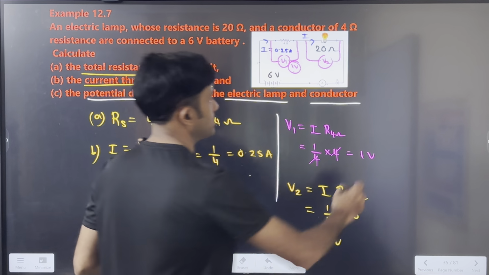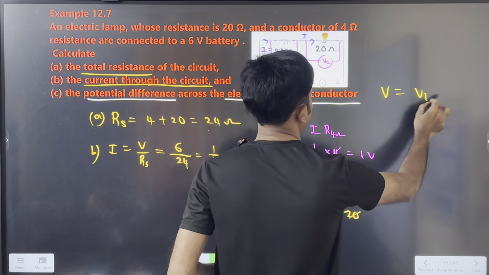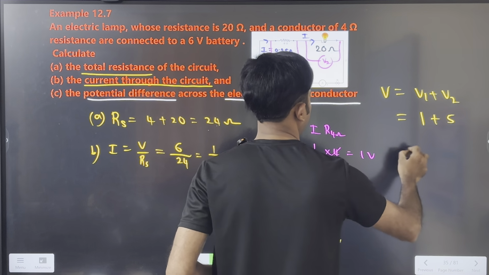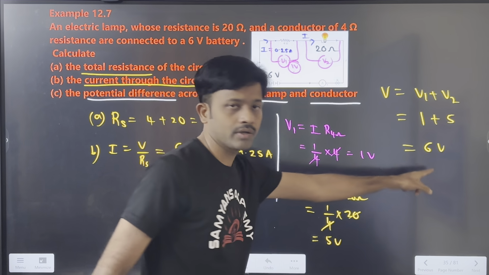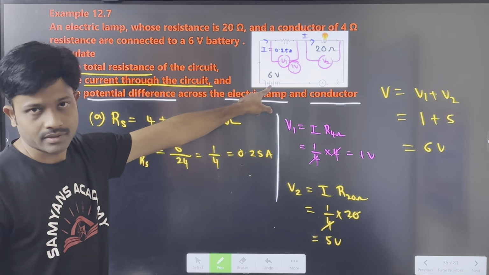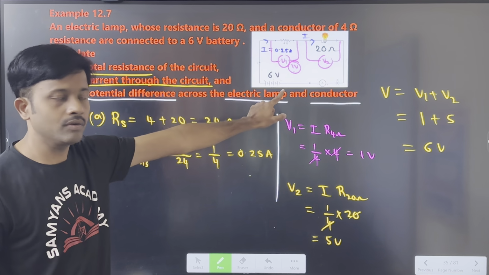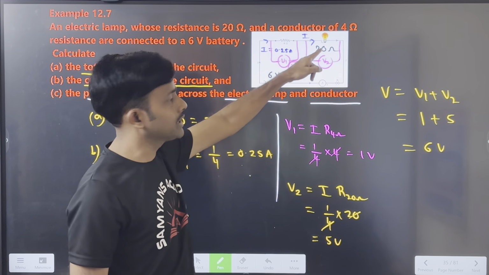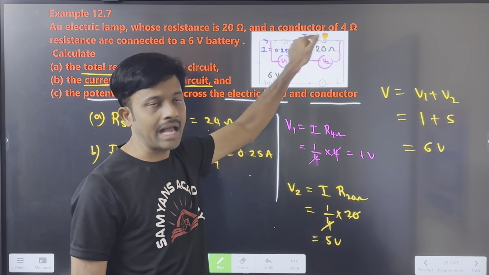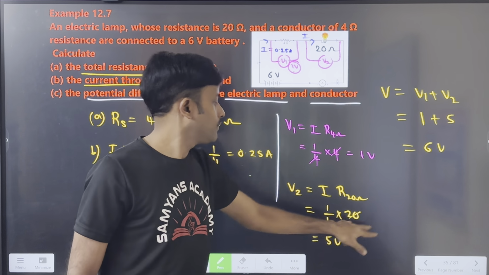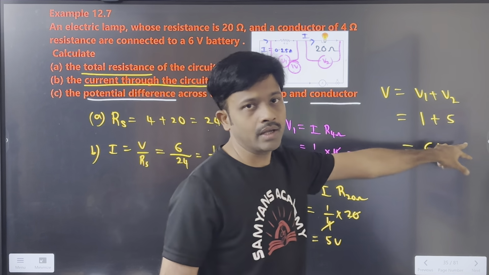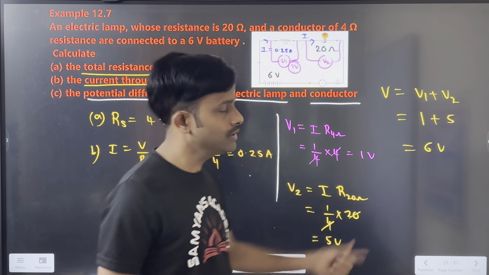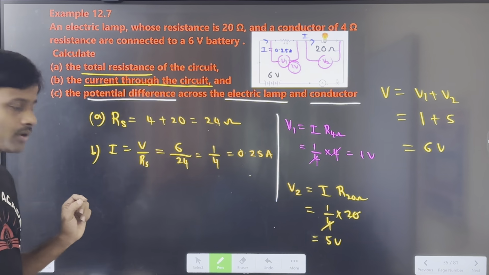Now you see, when you combine these two voltages, are you getting the total voltage value or not? Check the value. V equals V1 plus V2. V1 drop is 1. V2 is 5. 1 plus 5 is 6 volt, which is equal to the battery voltage. Is it clear now? The voltage drop across the 4 ohm resistor is 1 volt. The voltage drop across the lamp having 20 ohm resistance is 5 volt. When you combine 1 plus 5, it equals the 6 volt battery value, right? So in this way you have to solve this problem.